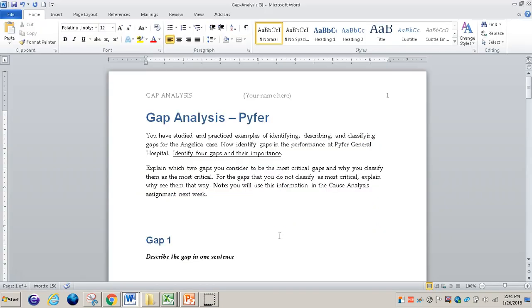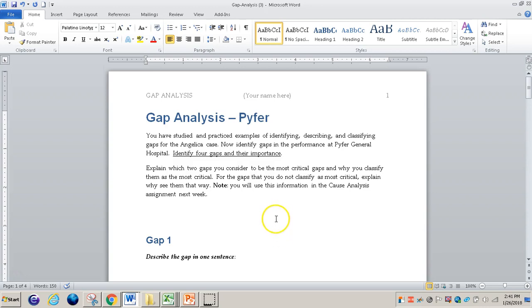Okay, now we'll jump to the gap analysis for the Pfeiffer case study. And I'll just go over the directions for this assignment. So it says you have studied and practiced examples of identifying, describing, and classifying gaps for the Angelica case. Now identify the performance gaps at Pfeiffer General Hospital. Identify 4 gaps and their importance. So it's important to understand you want to take a look at 4 gaps as opposed to just one like we did in the discussion. So explain which 2 gaps you consider to be the most critical gaps and why you classify them as the most critical. For the gaps that you do not classify as most critical, explain why you see them that way.